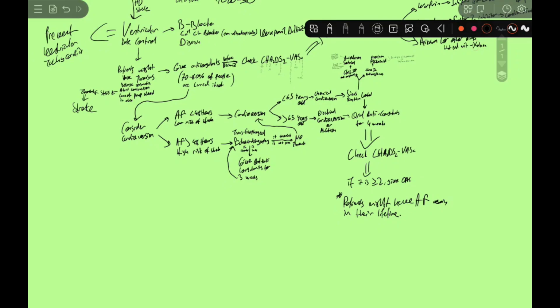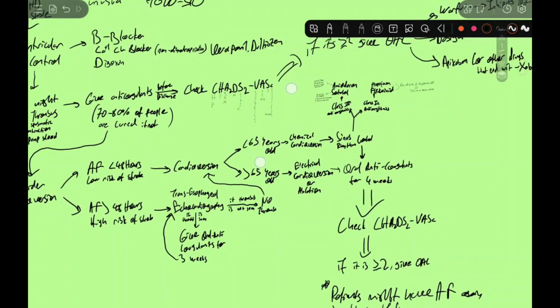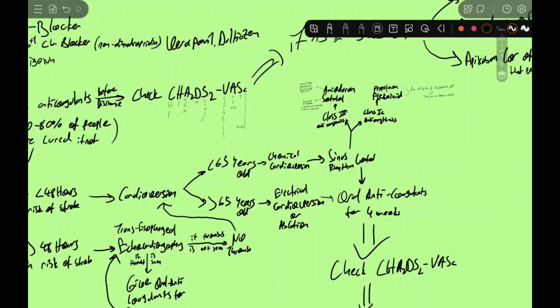So, those thrombus are caused by spasmodic atrial contractions. So, atria cannot pump blood. It stays there, and stasis causes thrombus, and thrombus causes stroke. So, in order to prevent stroke, we give anticoagulants. And usually people are cured. And before discharge, we should check CHA2DS2-VASc score.